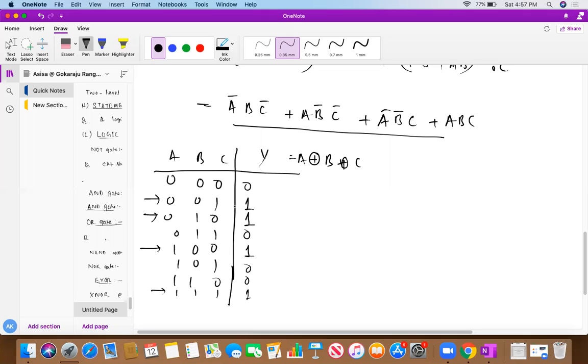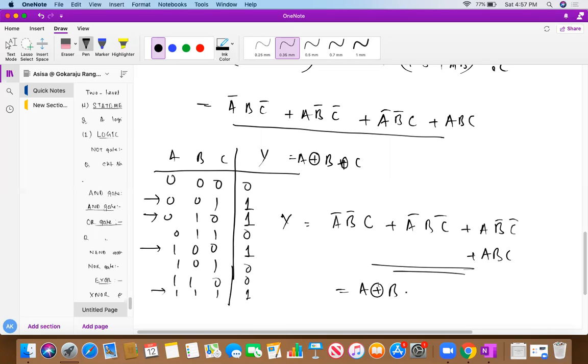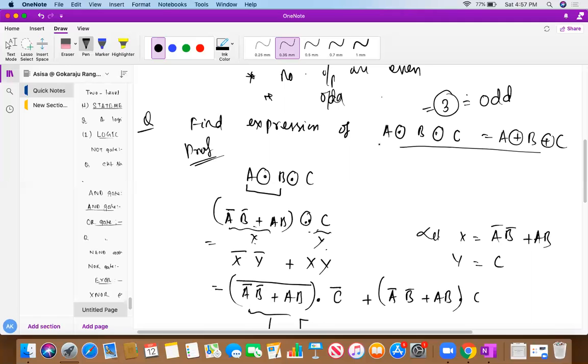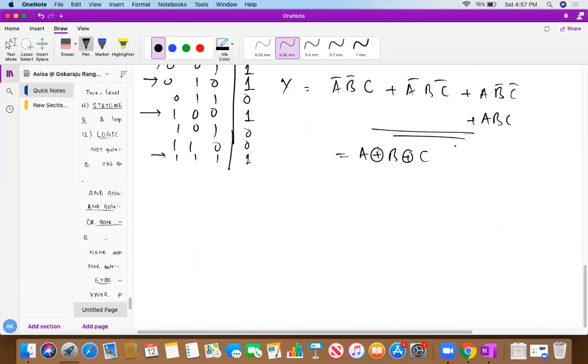So if I express this Y in this form, what will it give? A bar B bar C, next A bar B C bar, next A B bar C bar, and finally A B C. I'm getting it like this, which is nothing else but my A XOR B XOR C. That's why I have written this expression directly. So what I have finally proved, students, is that if the number of inputs is odd, 3 is odd, then the XOR gate is equal to the XNOR gate. A XNOR B XNOR C is equal to A XOR B XOR C. Very important concept, students, I have explained.